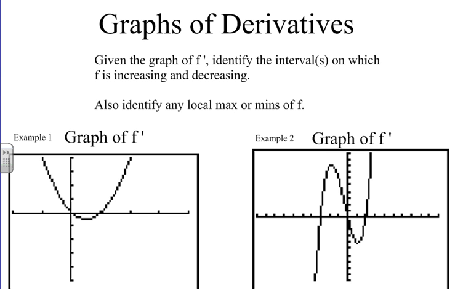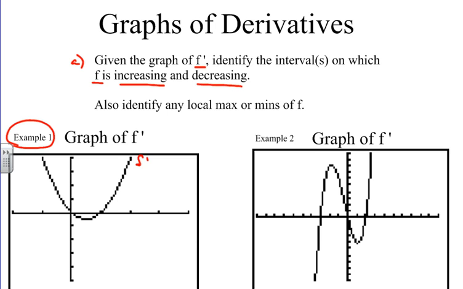Graphs of derivatives. Let's have an example here. Given the graph of f prime, identify the intervals on which f is increasing and decreasing. So we're going to be given f prime, so we're going to use example 1 first off, and we're going to identify the intervals in which f is increasing and decreasing. So here's a graph of f prime. Now, when you determine this, in the first part of it, we're going to think back to what do we know about f prime and f?